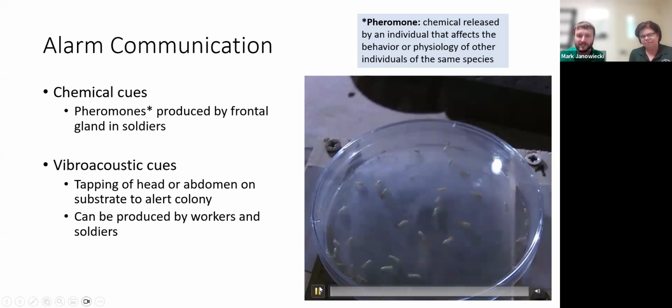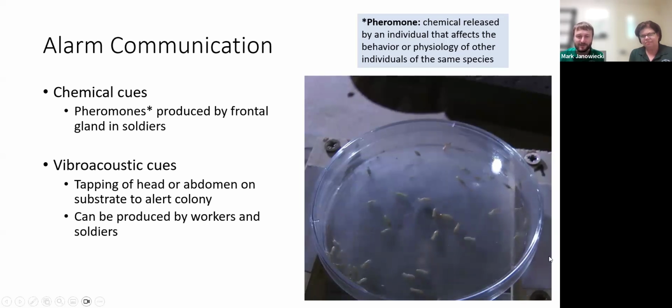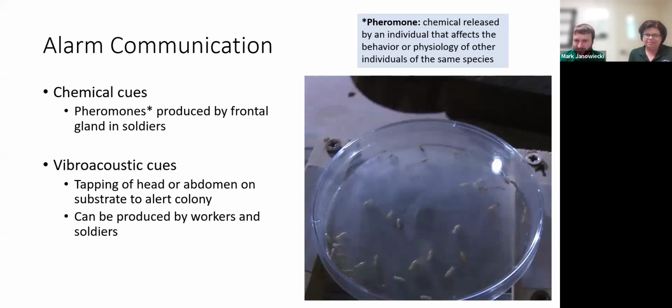So we have a video here of some of these vibrational cues, which I forgot to do a sound check, so I hope you can hear it. And if not, I promise they're tapping there. As they begin to tap, you'll hear kind of a repeated tapping-like pattern. That's their way of communicating. So you can hear the vibrational cue.